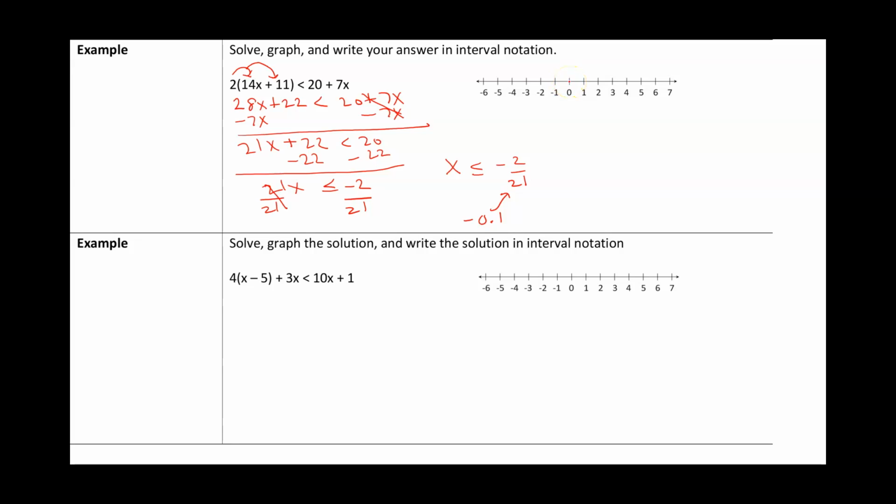Then we have to determine, do I use a parentheses or a bracket? And I accidentally put an equal sign, but it is just a less than. Also notice that because we divided both sides by a positive, the inequality did not reverse. So we have x less than negative 2 over 21. So approximately right there, I'm going to put a parentheses. Less than means the numbers are getting smaller and smaller. So I'm going to shade going towards negative infinity.